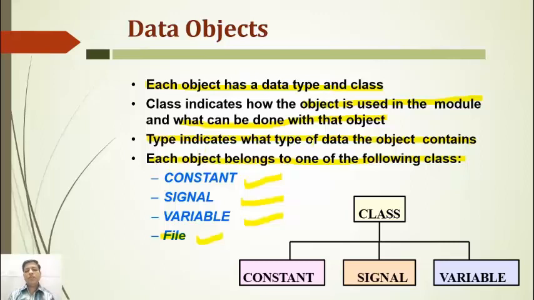Type indicates what type of data the object contains. Class indicates how the object is used in the module and what can be done with that object. And each object has a data type and class.